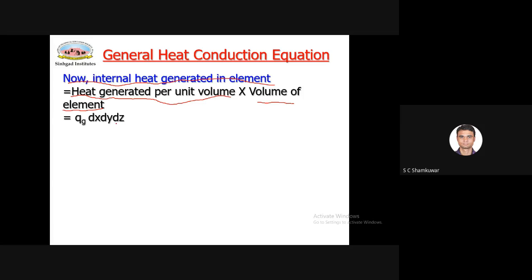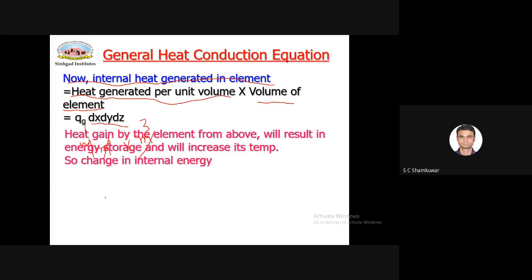Now, why we have multiplied by dx, dy, and dz? Please see what is the unit of this one? Watt per meter cube, right? Watt per meter cube. But we want watt. So therefore, we have multiplied by meter cube volume. So meter cube will get cancelled, and we will get watt. Okay, this is the logic.